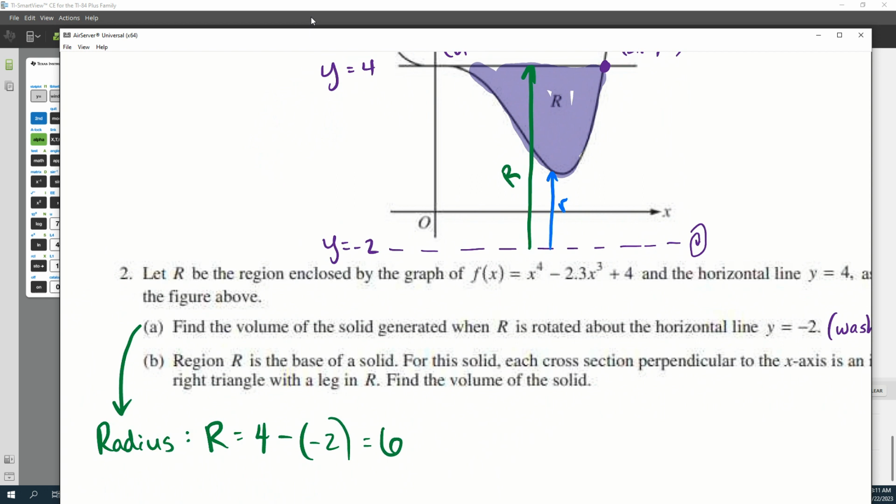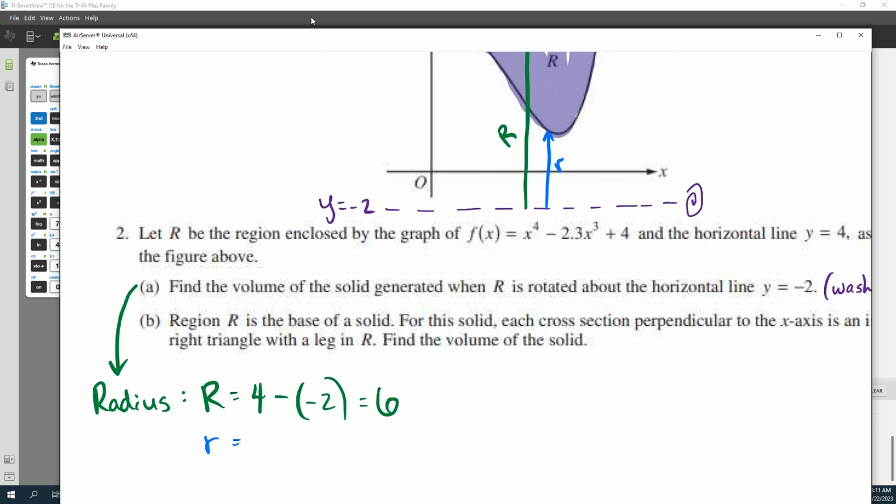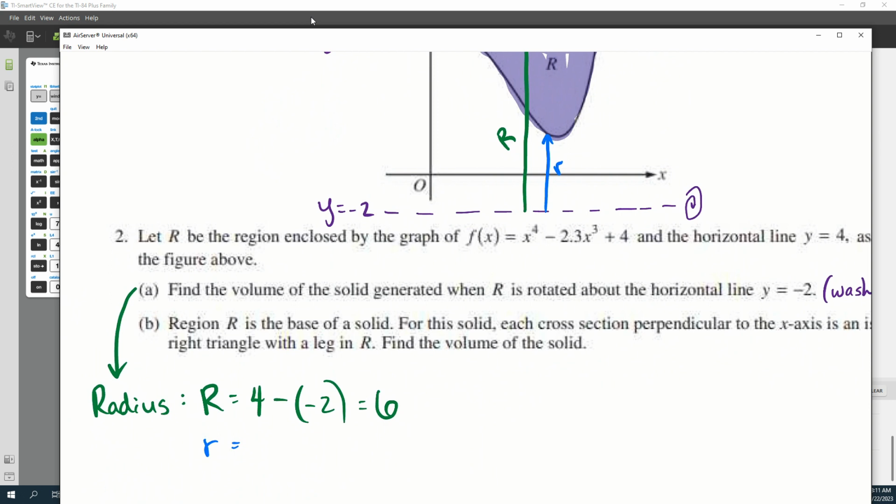All right, and then little r, what's the top? f of x, and we're just going to call it f of x. We don't need to write it out. And then we're going to subtract -2 from it. Now, if you wanted to leave it minus -2, you can. I think you're more likely to not make a mistake if you just go ahead and change it to +2.